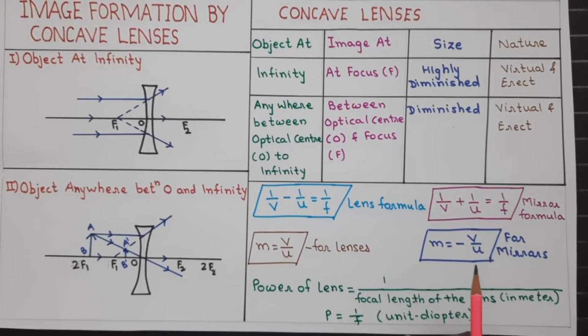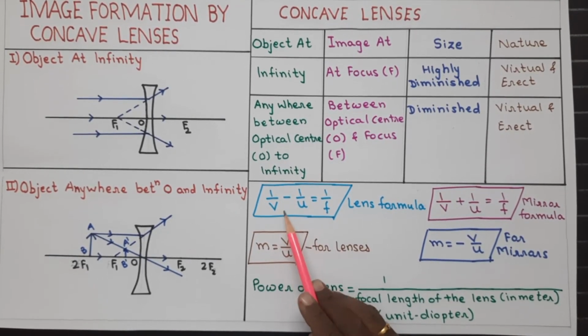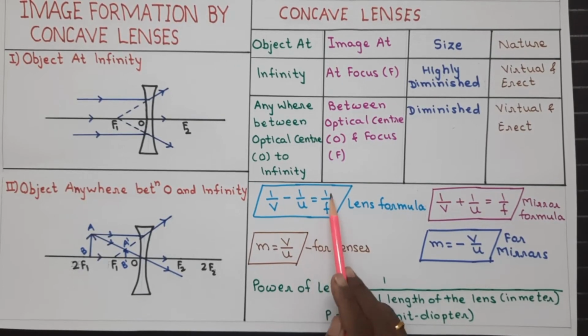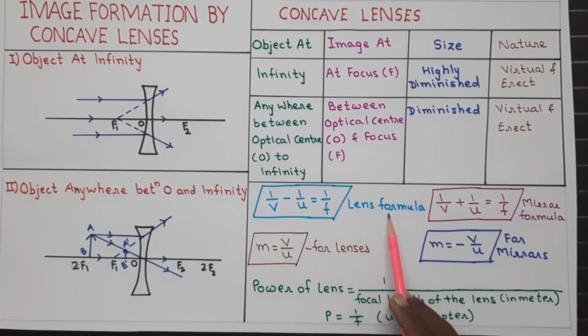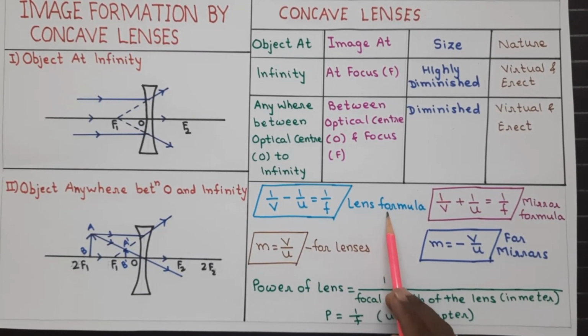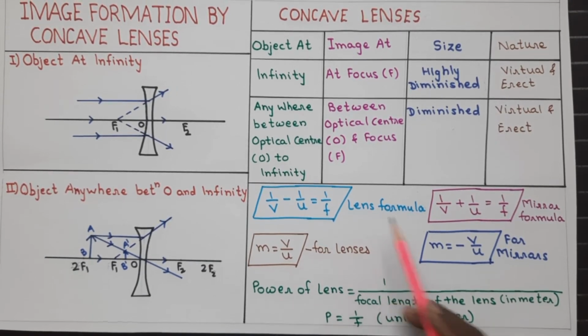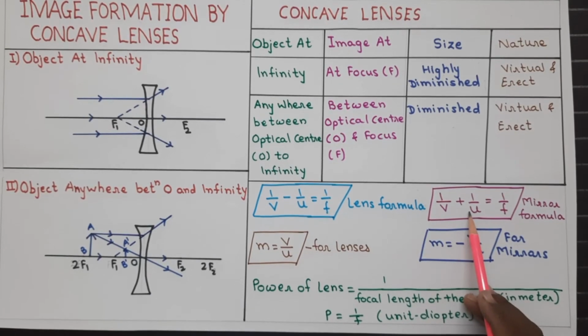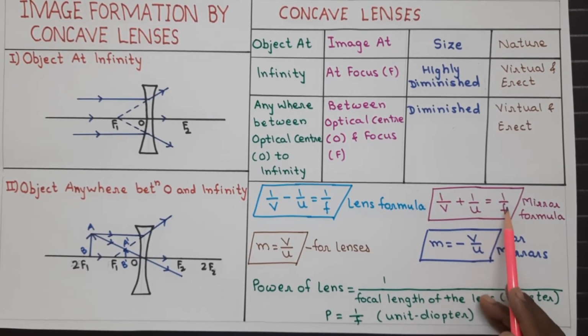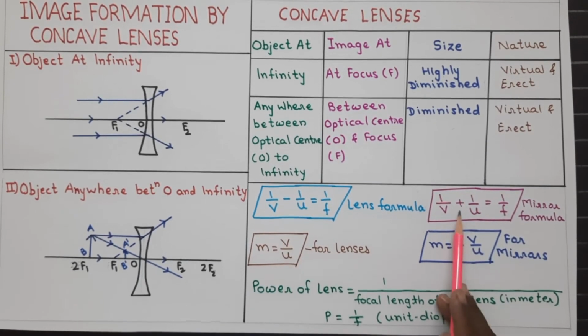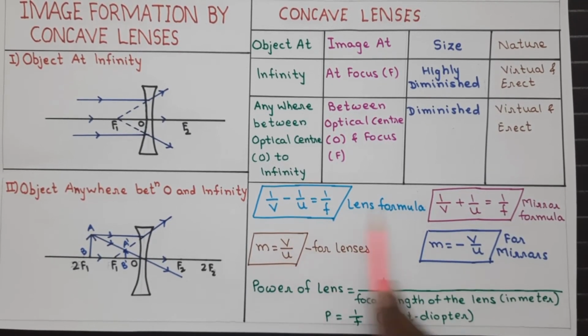Now we will see the lens formula. 1 upon V minus 1 upon U is equal to 1 upon F. This is the lens formula. Lens formula means it is applicable to both lenses, concave and convex. See the difference. This is the mirror formula: 1 upon V plus 1 upon U is equal to 1 upon F. This is the only difference, the sign.